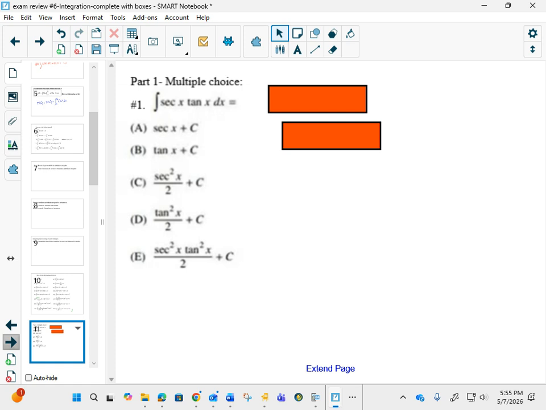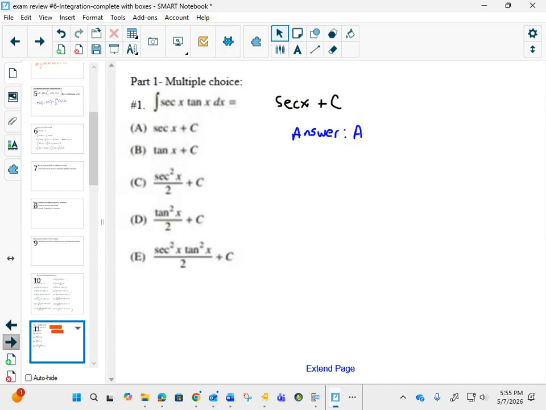Multiple choice. Do you recognize secant x tan x? The answer is A. Derivative of secant is secant x tan x. So integrating, no advanced technique needed.